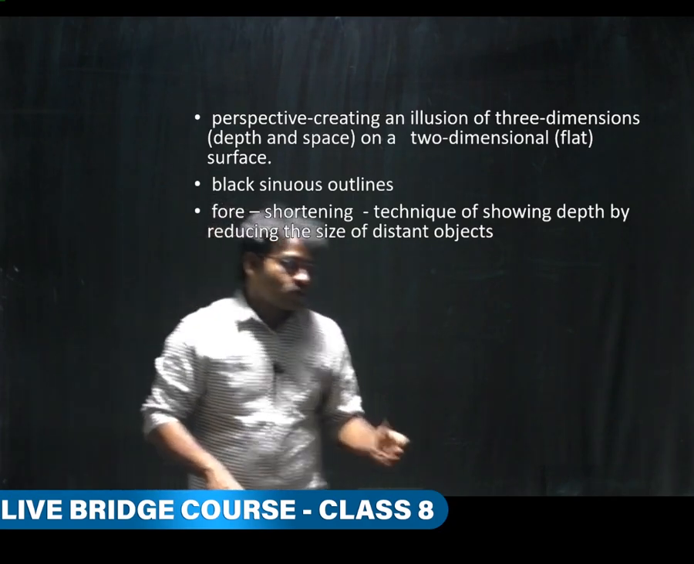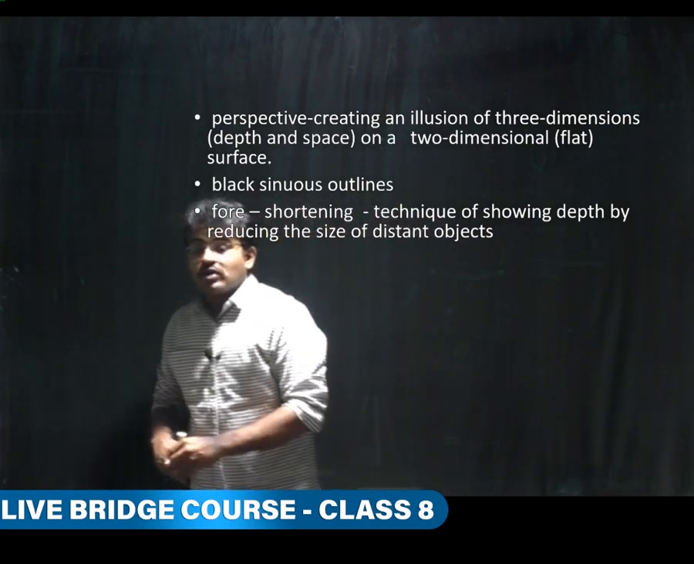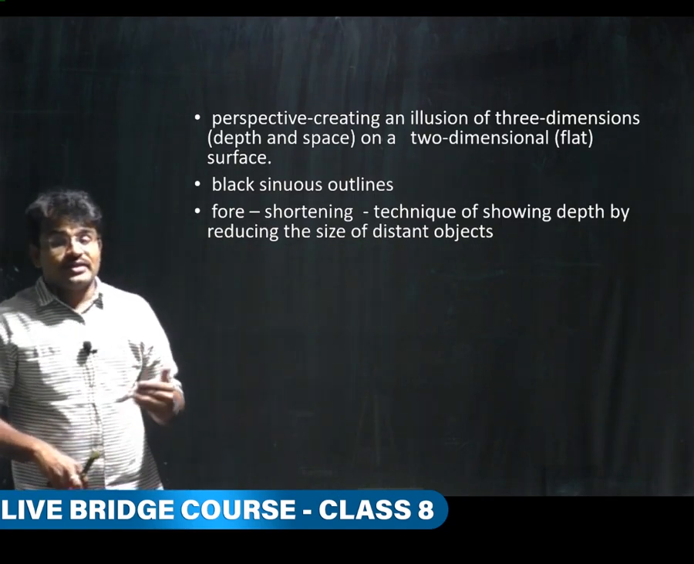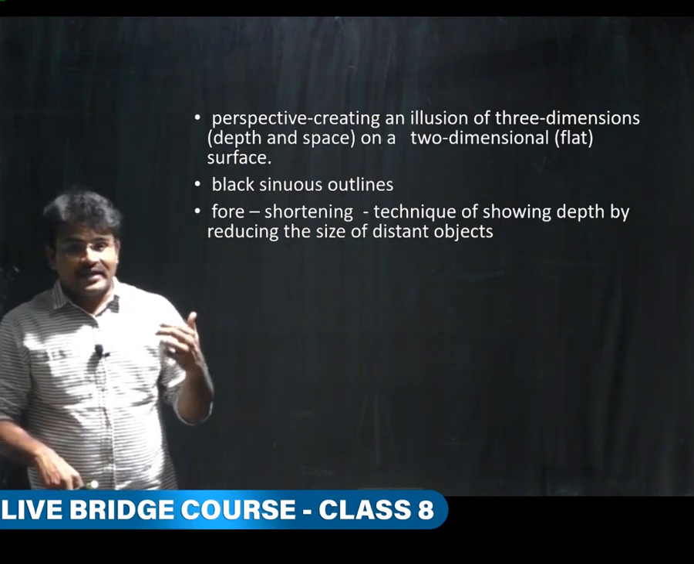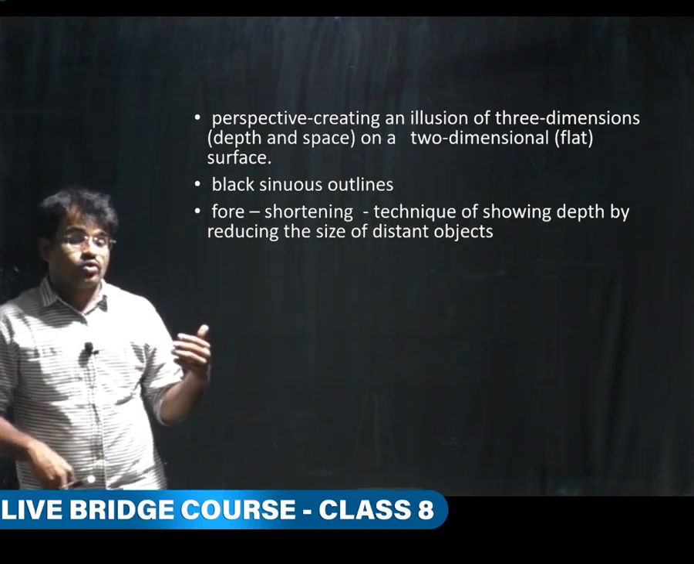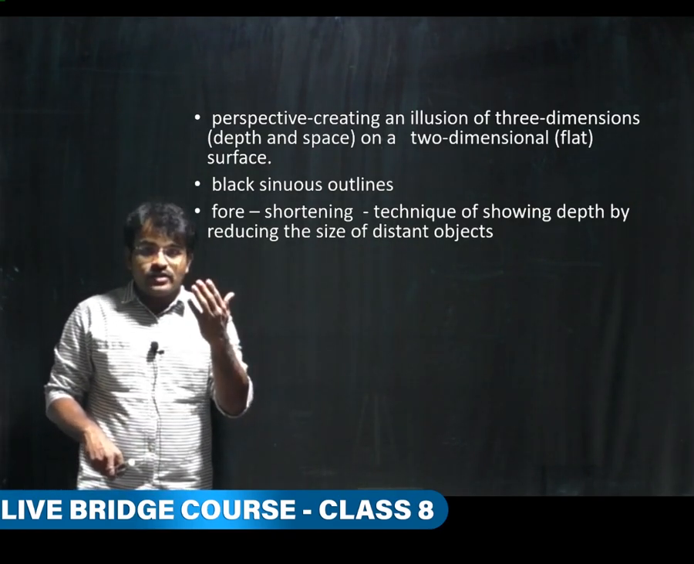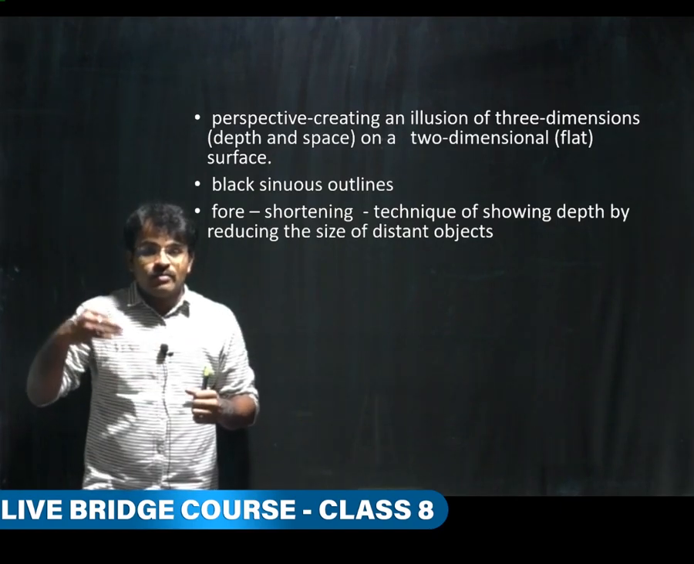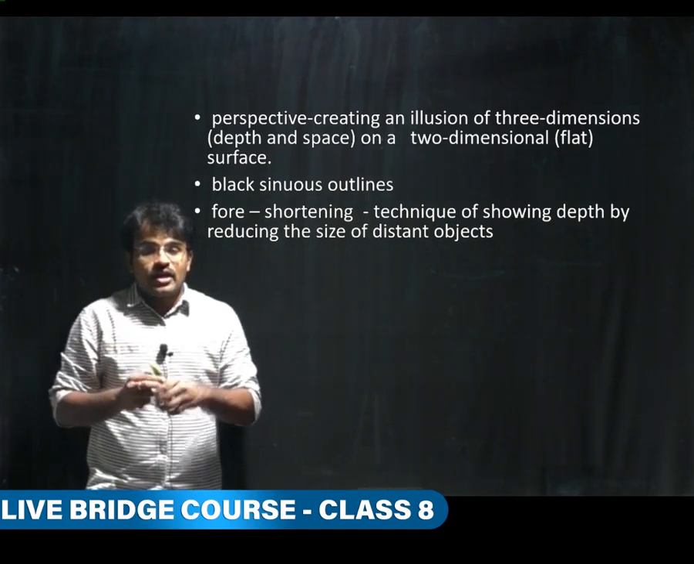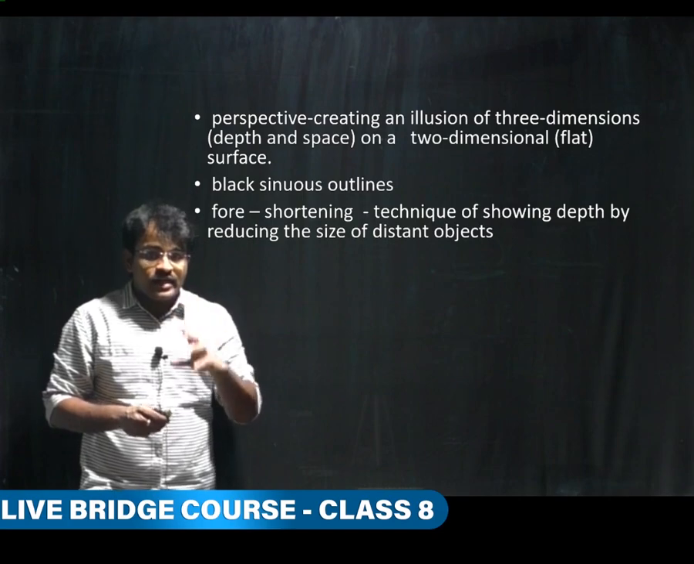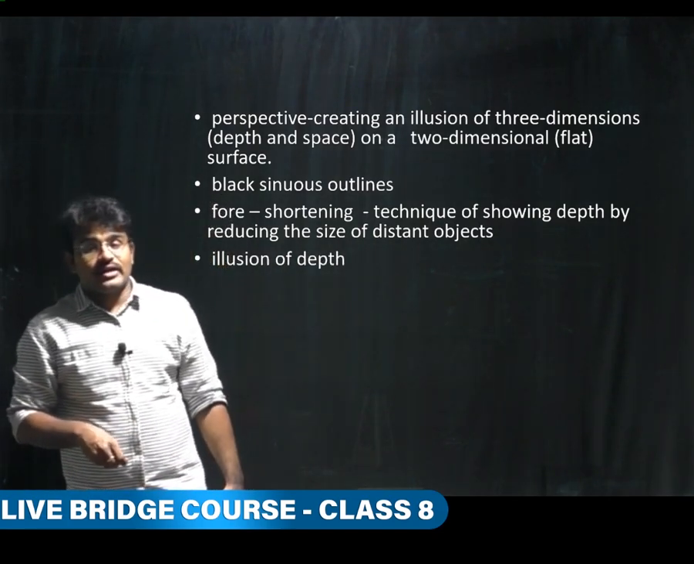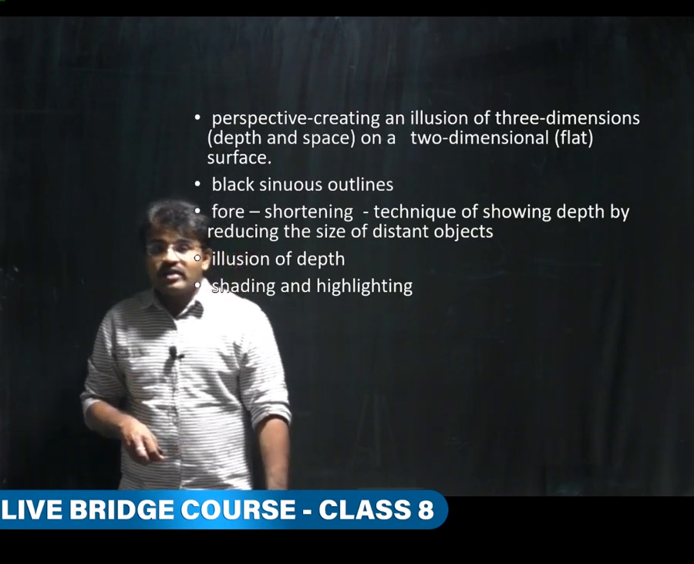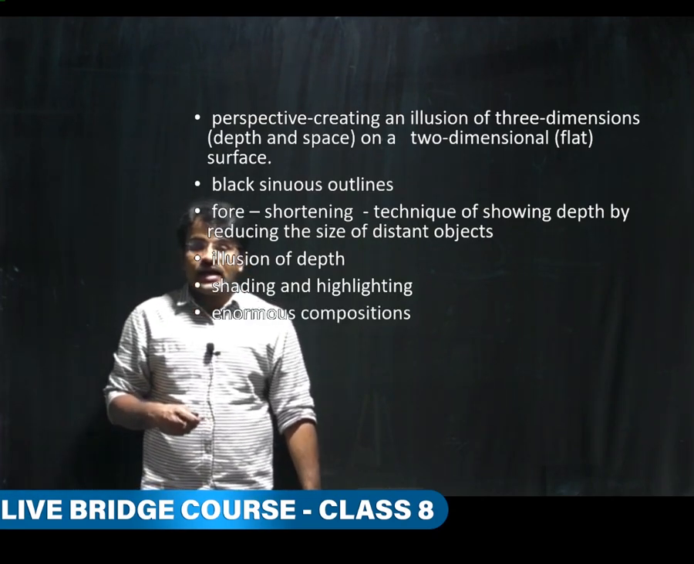I'll talk more about foreshortening later. Today we are running out of time, so that's the reason why I'm rushing it through. Foreshortening is a technique wherein some images are put in a smaller size so as to show depth. Something which is close to your eyes, you will see bigger. But something which is a little bit away from your eye, automatically the image will become smaller. In this fashion, they try to bring in the element of three-dimensionality. They have created an illusion of depth, and they also used techniques like shading and highlighting.